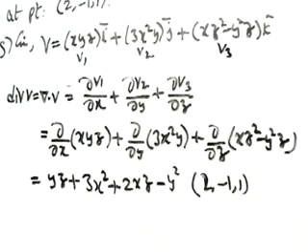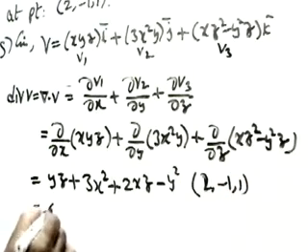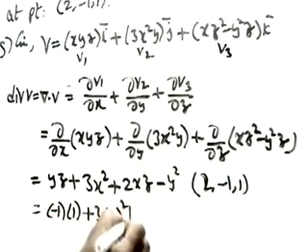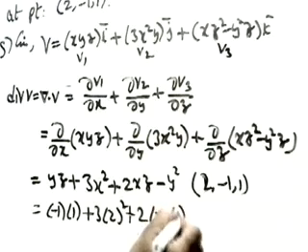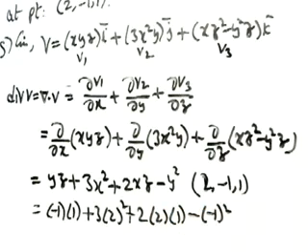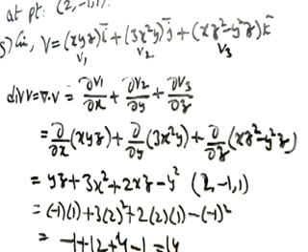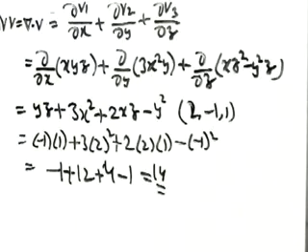Let me substitute the point (2, -1, 1). So this will be y is minus 1 into z is 1, plus 3 into x is 2 square, plus 2 into x into z is 1, minus y square is minus 1 square. So let me solve this one. Minus 1, 2 square is 4, 4 3s are 12, plus 2 2s are 4, 4 minus 1 square is 1. So 12 plus 4 is 16, 16 minus 2 is 14. So we got this value.